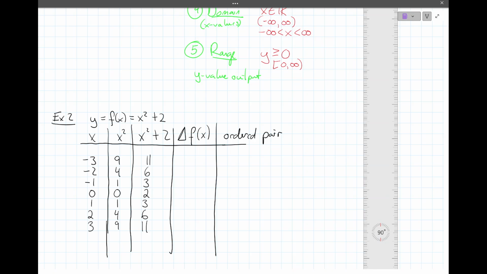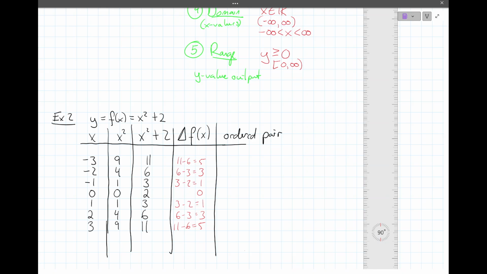The change though, right, the change for everything is 2, but from the last point, 11 minus 6 is 5. 6 minus 3 is 3. 3 minus 2 is 1. And then this is 0, no change there. Then 3 minus 2 again is 1, 6 minus 3 is 3, and 11 minus 6 is 5. We can see that it's that odd numbered pattern again.